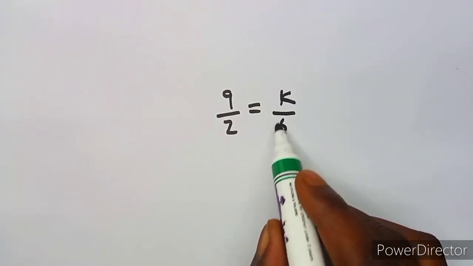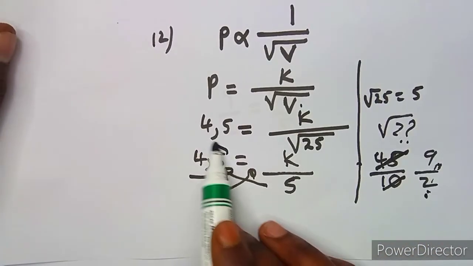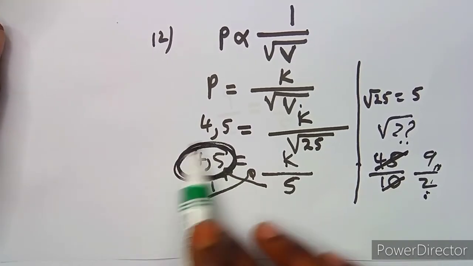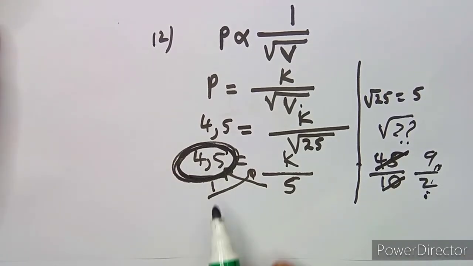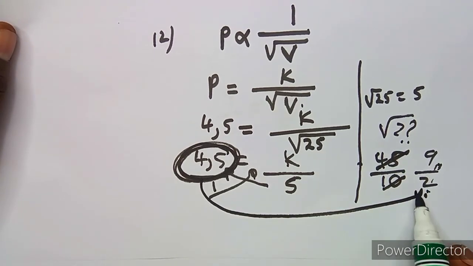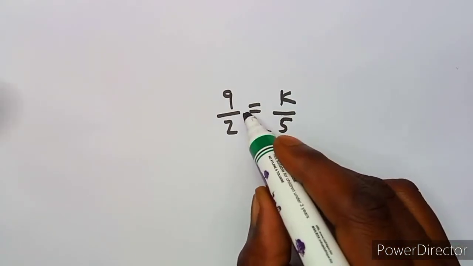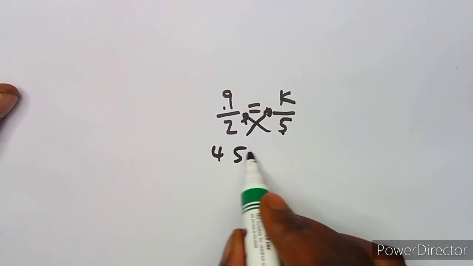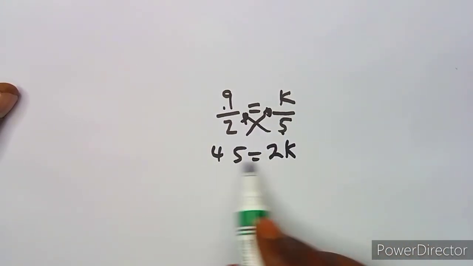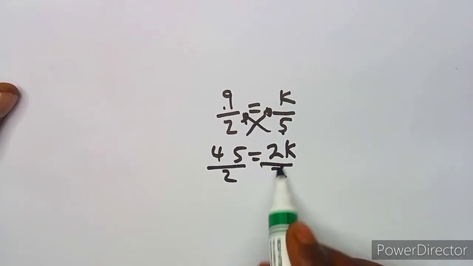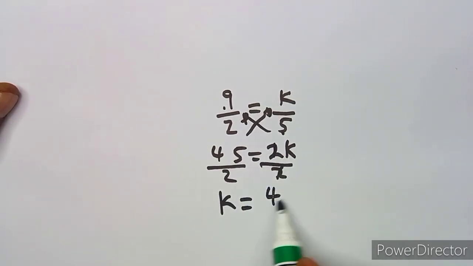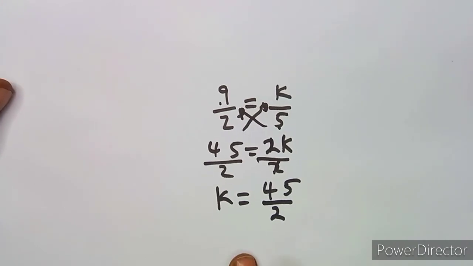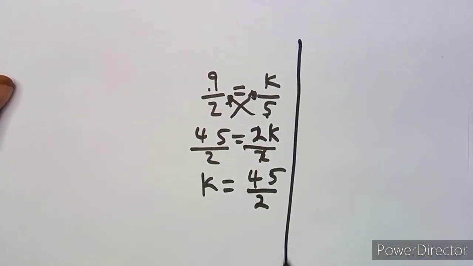9 over 2 is equal to k over 5. Okay, so I haven't changed anything here, guys, please take note. I just rewrote this as a fraction, which is one and the same thing. Okay, now let's cross multiply and see what you're going to have. So it's 5 times 9, which is 45, is equal to 2 times k, which is 2k. Divide by 2, divide by 2. So that's k, which is equal to 45 over 2. Okay, so we have the k, but we need the relationship.